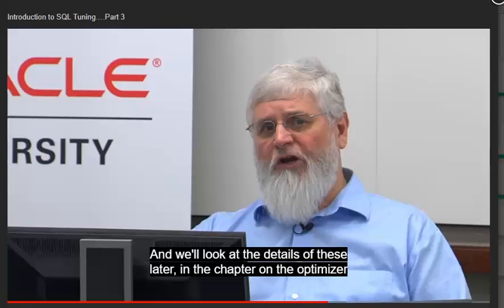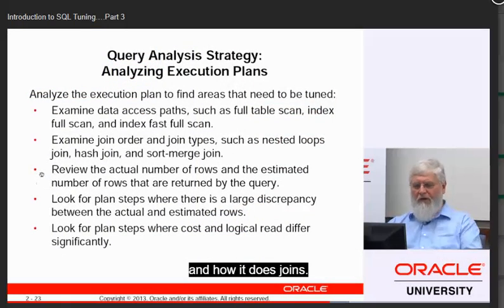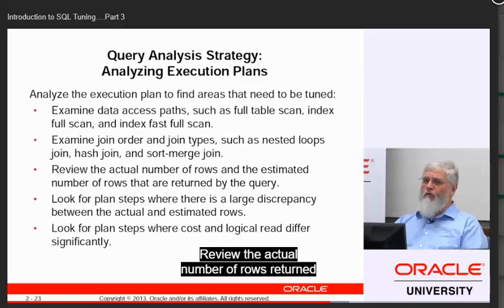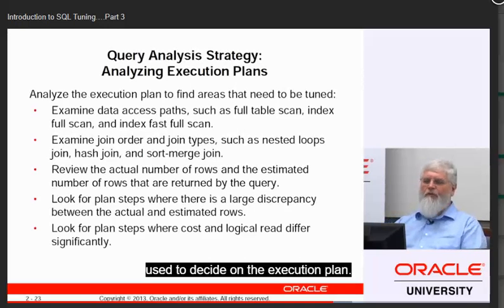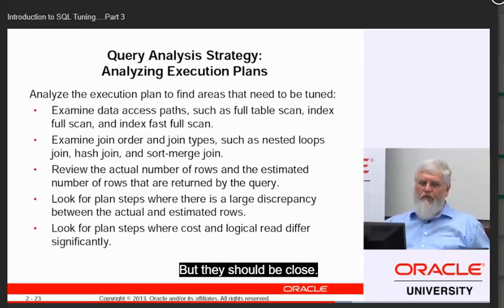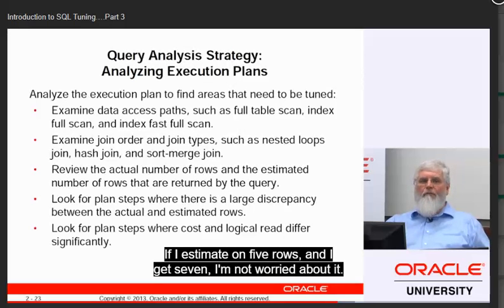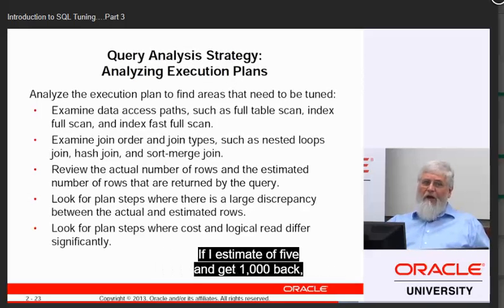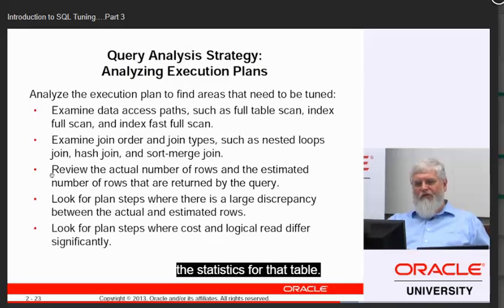Okay. Review the actual number of rows returned by the statement versus the estimates that the optimizer used to decide on the execution plan. Estimates are estimates. We don't expect them to be exact, but they should be close. If they're more in the order of magnitude of difference, then I have a concern. If I estimate 5 rows and I get 7, I'm not worried about it. If I estimate 5 and get 1,000 back, I've got a problem with how we're estimating the statistics for that table. We either have invalid statistics or we miscalculated the selectivity of a predicate.